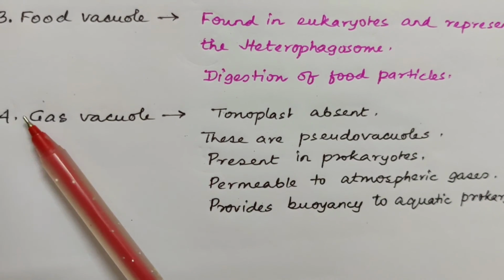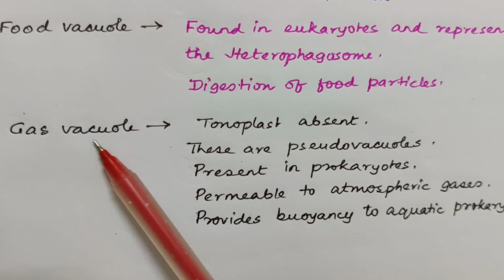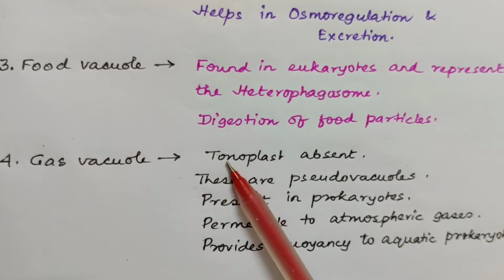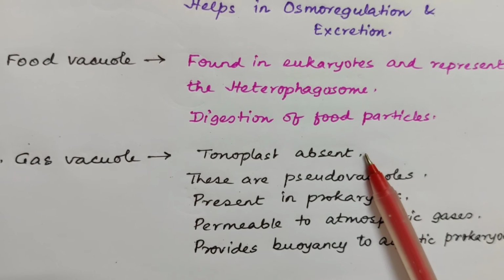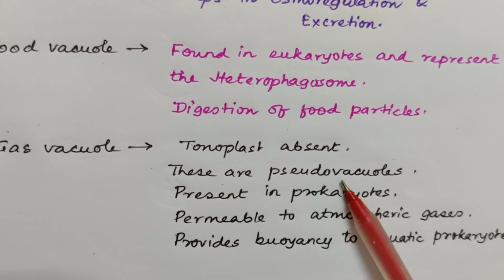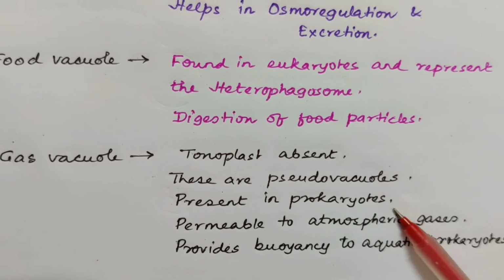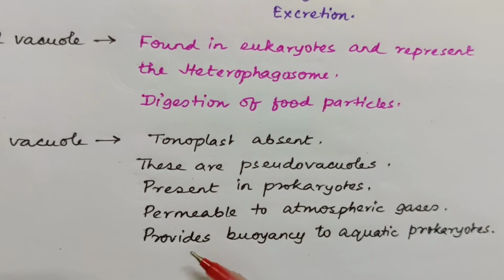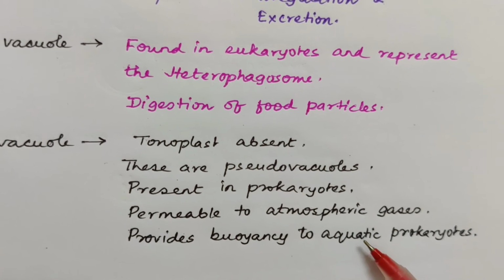And the fourth one is a gas vacuole. These are present in prokaryotes. Here the tonoplast is absent. In all others, the tonoplast is present, but only in this case, gas vacuole, the tonoplast is absent. These are called pseudovacuoles since tonoplast is absent. These are present in prokaryotes. They are permeable to atmospheric gases and provide buoyancy to aquatic prokaryotes.